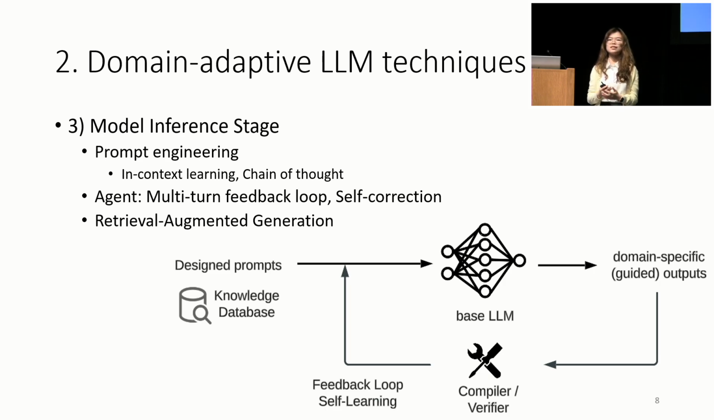I think this is the most accessible and easiest way that people may want to try when they want to adopt LLMs for a domain-specific task. In the inference stage, what I will cover here are prompt engineering techniques, especially in-context learning and chain of thought. I will show some examples later. I will also give a teaser on agents. I will only go over a simple example, and I think Mark will go over more of the agents. And then I will also show some examples of retrieval augmented generation.